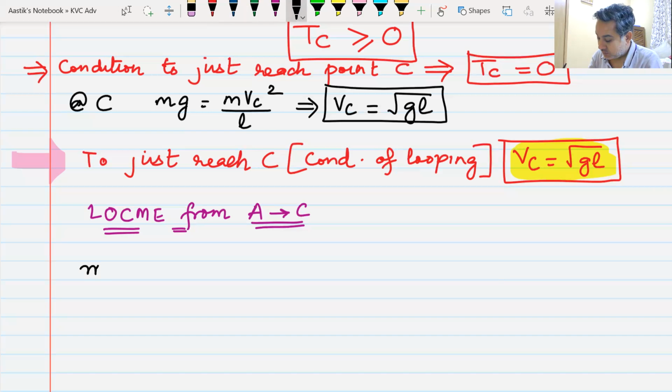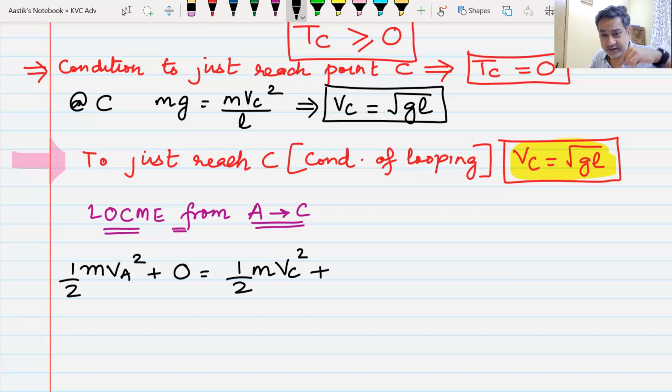So at point A, the kinetic energy is half mv square. Potential energy at the lowest point, I take it as 0. That must be equal to kinetic energy at point C, half mvc square, plus the potential energy at point C. Potential energy at point C becomes mg into 2L.